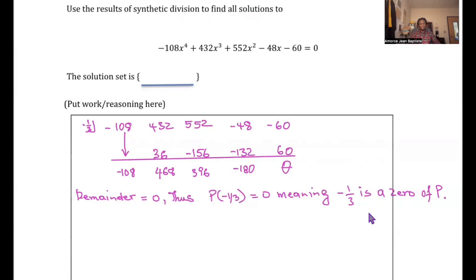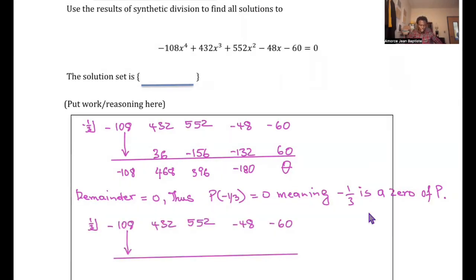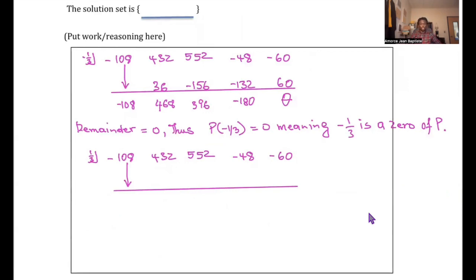Now let's try the same thing for the next value. For x equals 1/3, we're going to see if the synthetic division ends up being 0 also, or if it's different. If the remainder is 0, then 1/3 is a zero of the polynomial function. If it's not 0, then it will not be a zero of the polynomial.